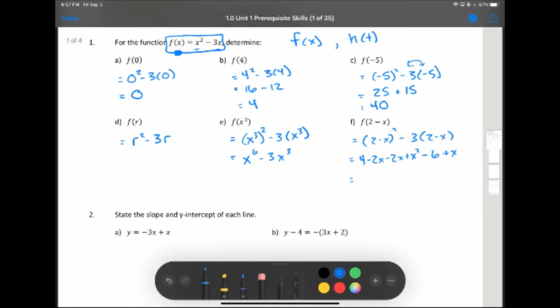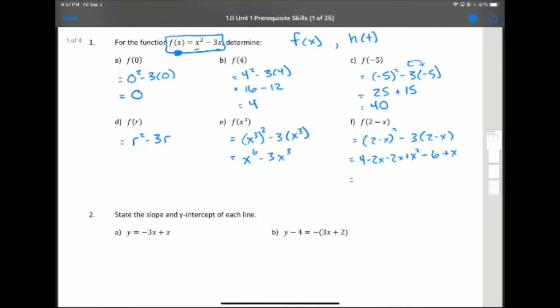Okay, now what I want to do is take advantage of the fact that I have multiple colors here and collect like terms. So I have an x squared.